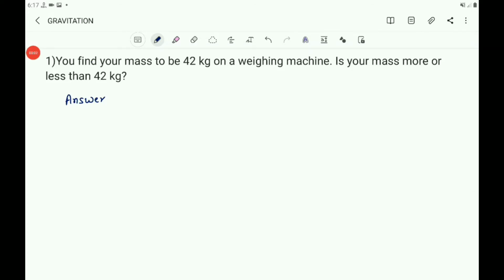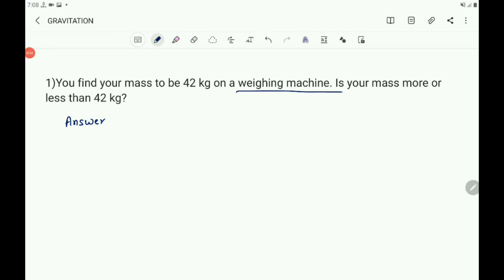Dear children, it is a continuation of the chapter Gravitation. Now let us solve the in-text questions. Here there are two in-text questions. The first one is, you find your mass to be 42 kg on a weighing machine. Is your mass more or less than 42 kg?